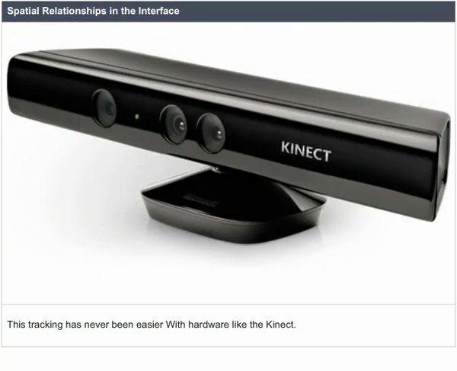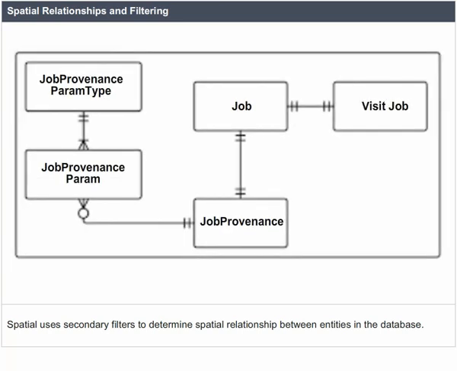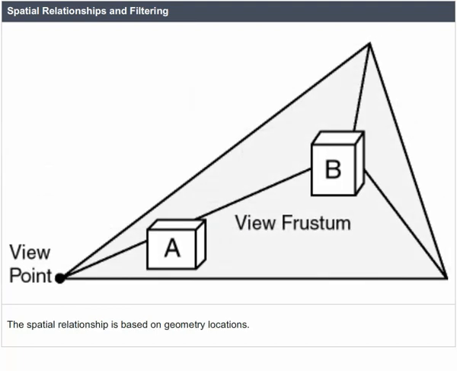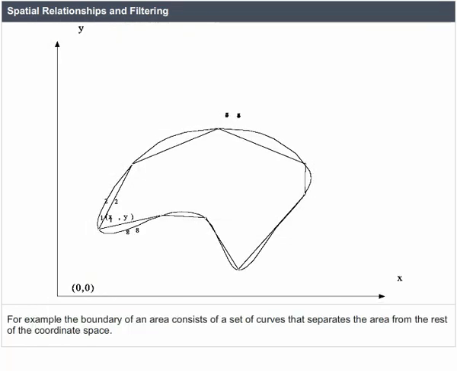Spatial relationships and filtering. Spatial uses secondary filters to determine spatial relationships between entities in the database. The spatial relationship is based on geometry locations. The most common spatial relationships are based on topology and distance. For example, the boundary of an area consists of a set of curves that separates the area from the rest of the coordinate space.